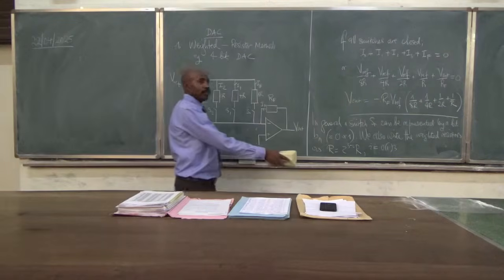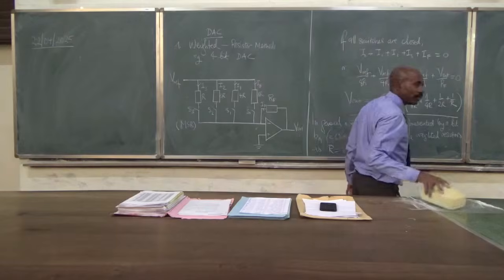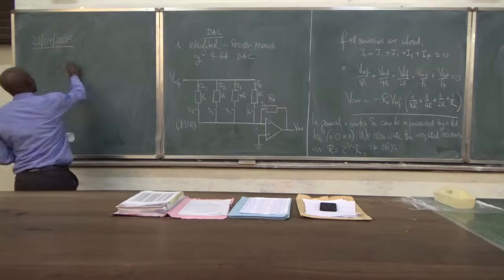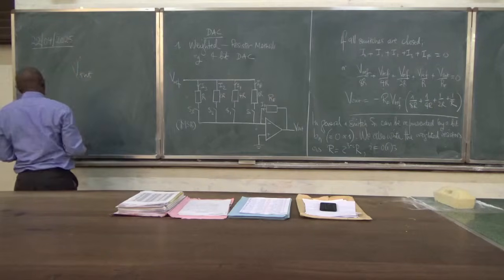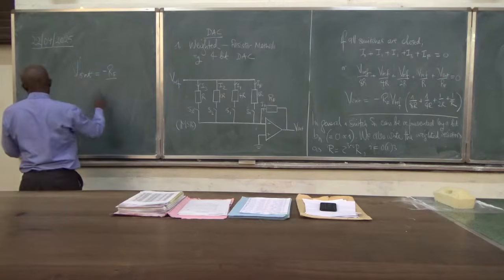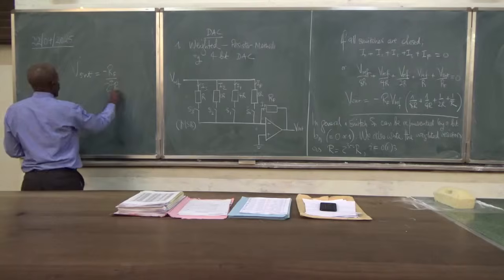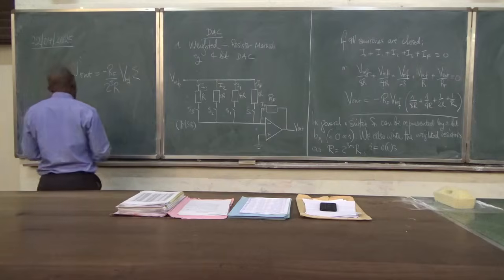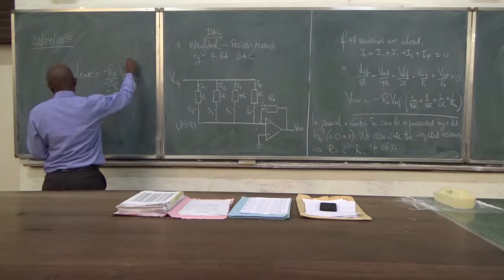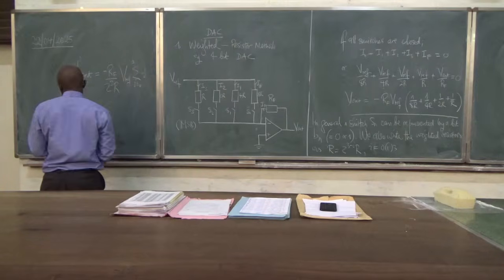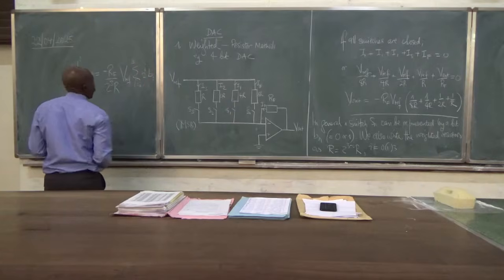This mathematics, people, this means what? 0, 1, 2, 3 steps. V out then, if you are all able to see here, would be the same as minus RF over 2 to the power 3 R, V ref, summation I equal to 0 up to 3, then we have 2 to the power I, then we have the bits Bi.